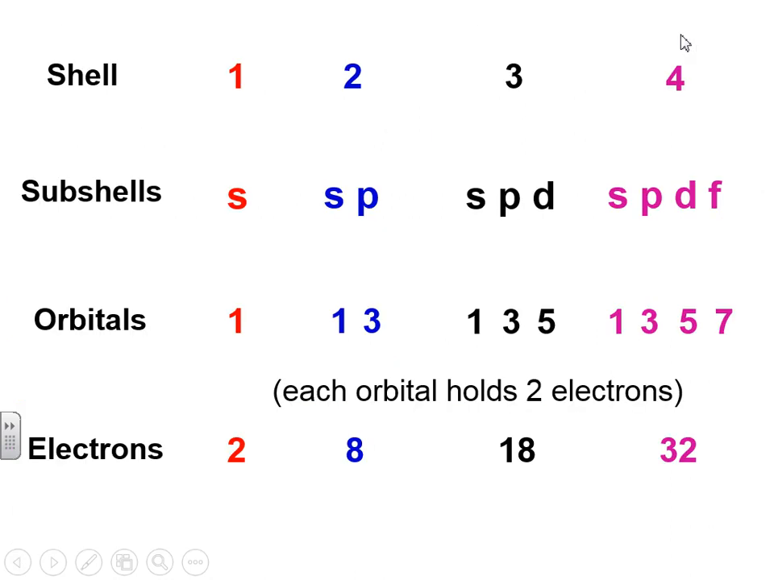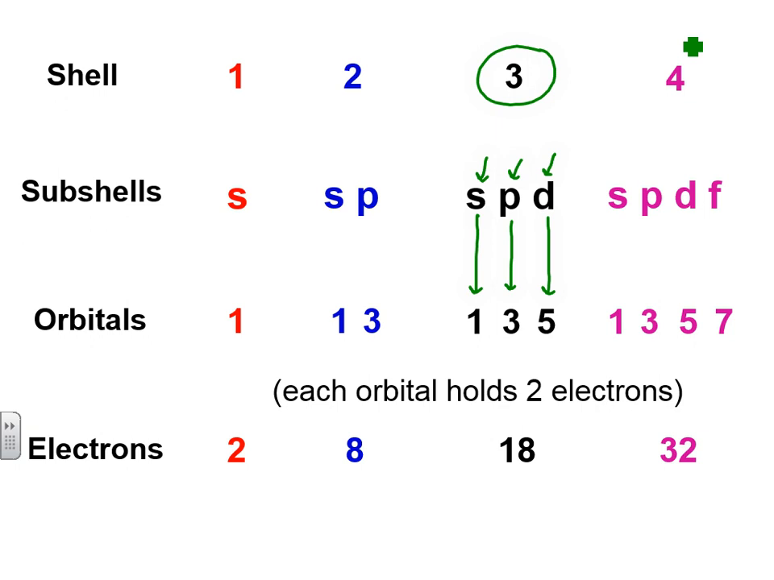If you take a look at any shell, let's actually take a look at the third shell. The third shell has 3 subshells. Notice the S, the P, and the D, 3 subshells. The S subshell, we said, has 1 orbital, the P has 3 orbitals, the D has 5 orbitals. And because each of these hold 2 electrons, you have 1 times 2 electrons, 3 times 2 is 6 electrons, and 5 times 2 is 10 electrons, for a total of 10 plus 6 plus 2, a total of 18 electrons. And you can analyze every energy level.